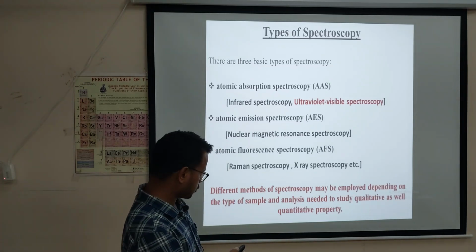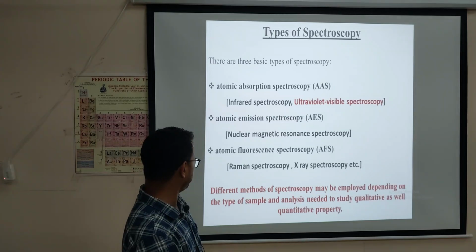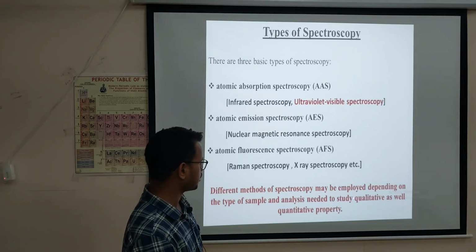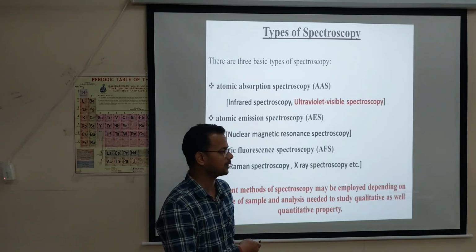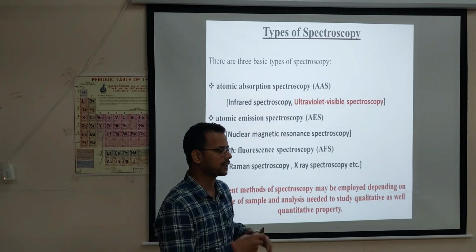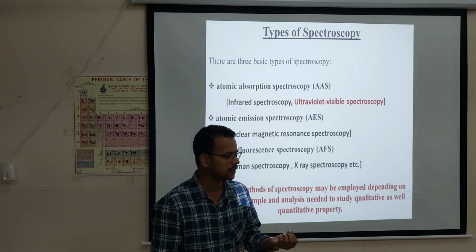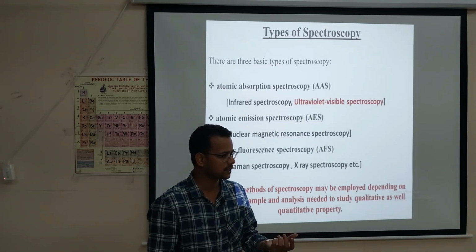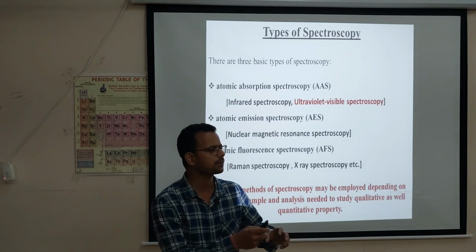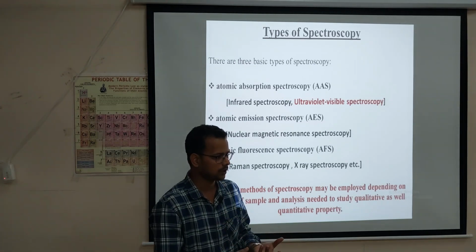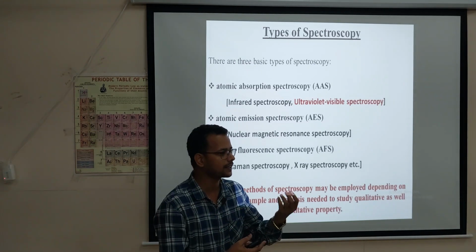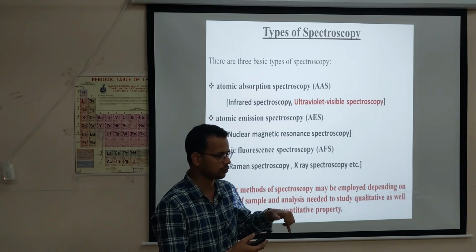Different methods of spectroscopy may be employed depending on the type of sample, and the analysis needs to be studied for qualitative as well as quantitative properties. Means by these instrumental techniques, we can calculate the qualitative property as well as the quantitative property. In some cases we can determine the quality, which means the nature of the sample. In some cases we can calculate the quantity property. I have previously told you an example.